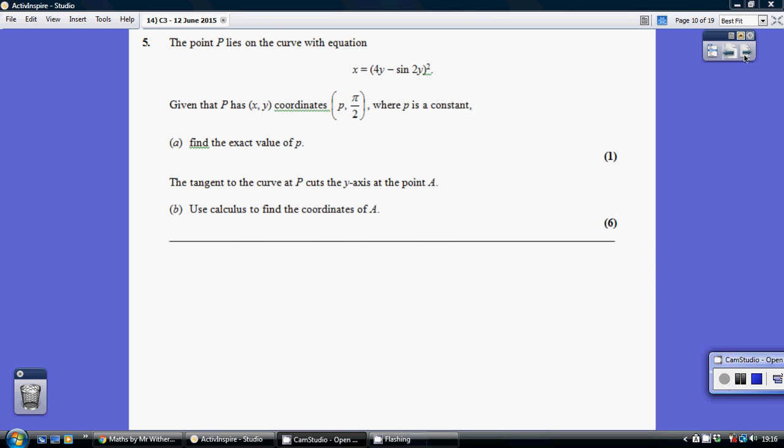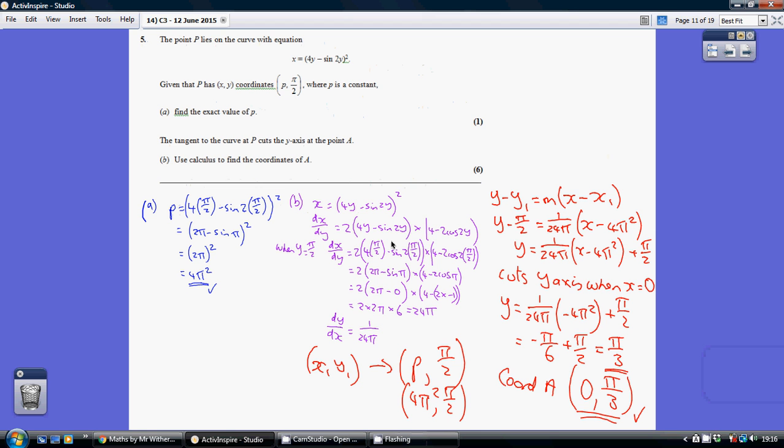Question 5. So for part A, find the exact value of P. So we know this coordinate here lies on the curve, so we just need to substitute in the y value into this curve and out will pop P.